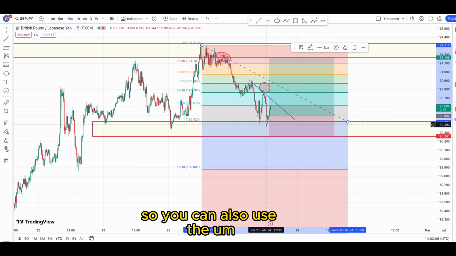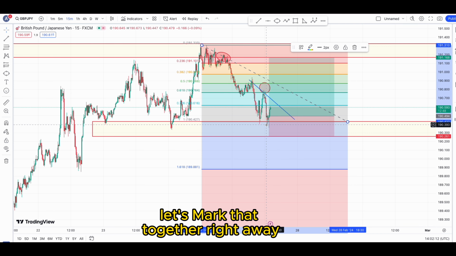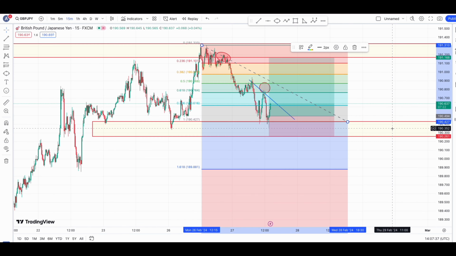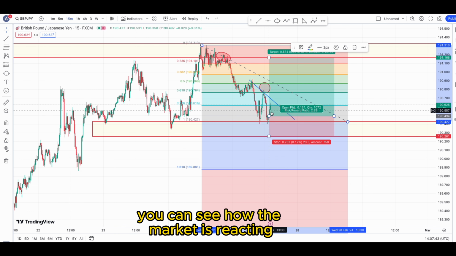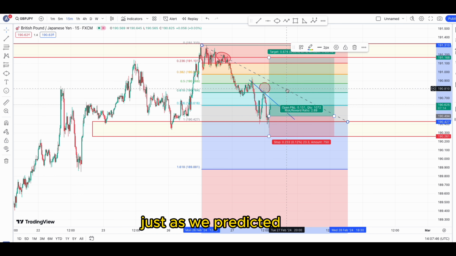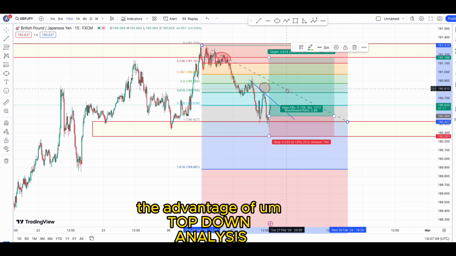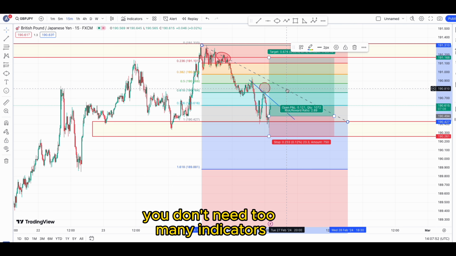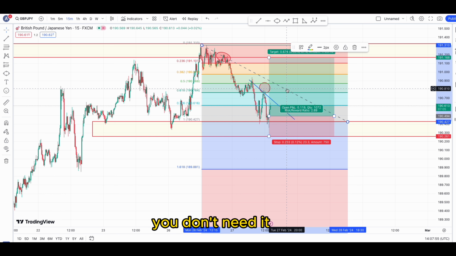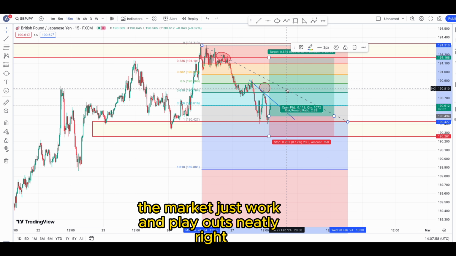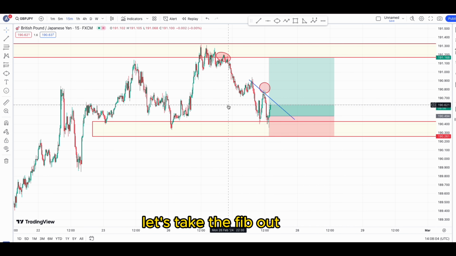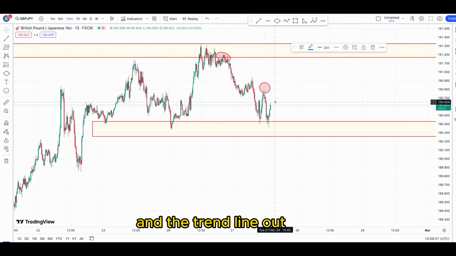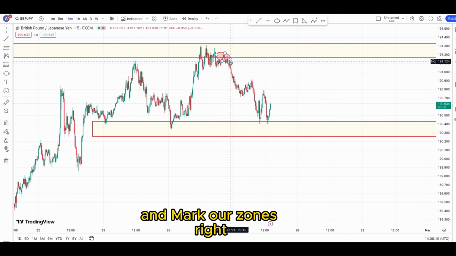So you can also use your psychological levels by marking your psychological level. Let's mark that together right away. So we'll mark out our psychological zone, right? You can see how the market is reacting just as we predicted, and this is the advantage of top-down analysis. You don't need too many indicators to use this strategy. The market just works and plays out neatly, right? So let's just take the fib out and the trend line out and mark our zones, right?